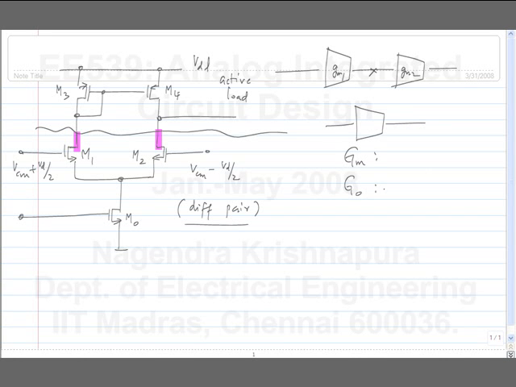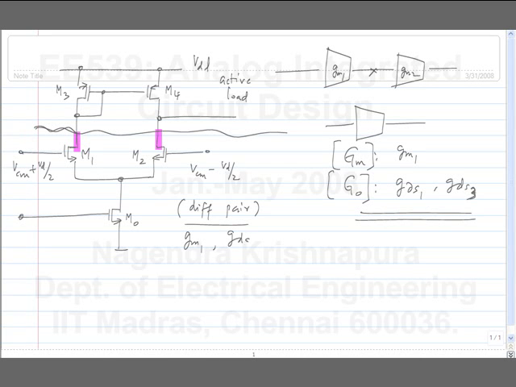Which part contributes to the transconductance? The differential pair. So this is GM1. And what contributes to G out? Active load? Both of them. So both the differential pair and the active load. GDS3, sorry. So if I look at this differential pair, it's contributing a transconductance of GM1 and an output conductance of GDS1. And the active load contributes a conductance of GDS3.